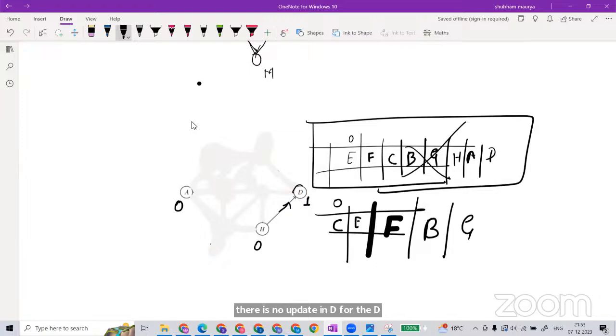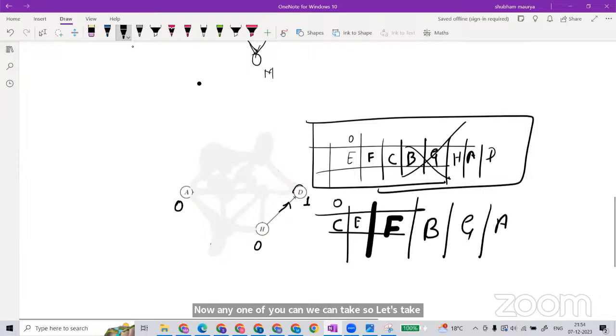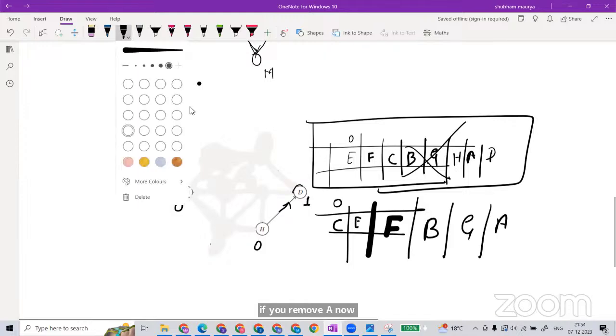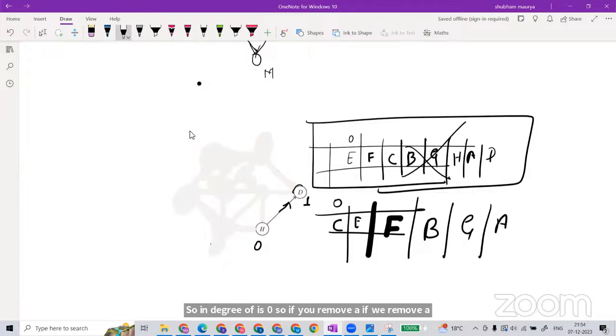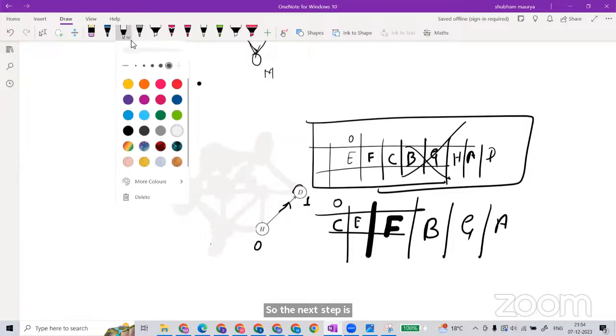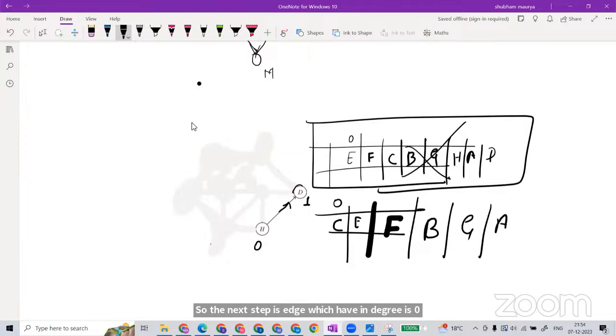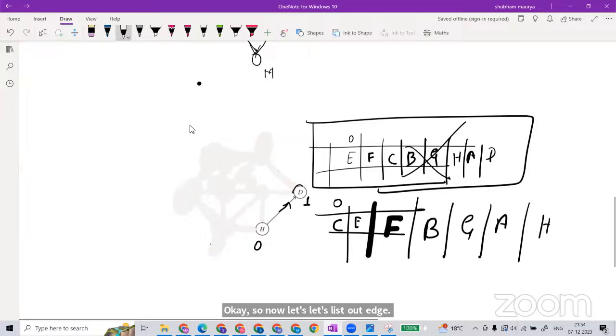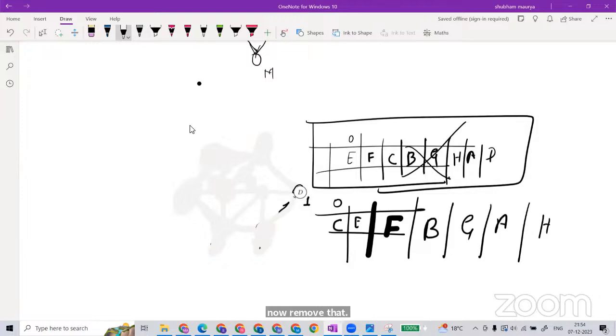Now we can take any one of them. So let's take A. The in-degree of A is 0, so if we remove A, there is no effect as there is no outgoing edge. The next step is H, which has in-degree 0. So now let's list H. The in-degree is 0. Now remove that, so we remove the outgoing edges of H.